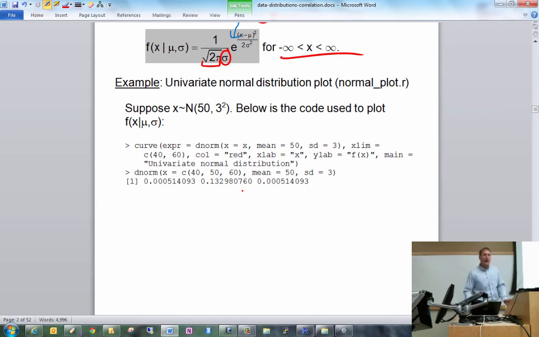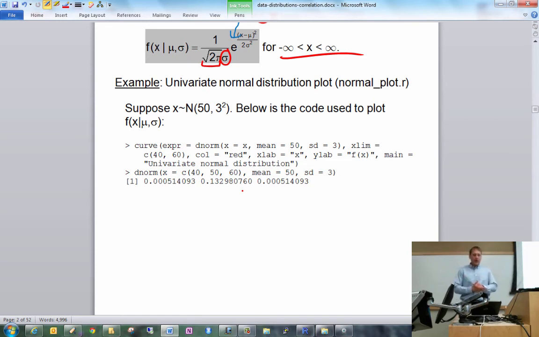Well, let's look at a plot of it. This will help motivate the plots of the multivariate normal distribution later. Let's say that x is distributed as a normal random variable with mean 50 and a variance of 9, or 3 squared. And I want to graph this f of x.